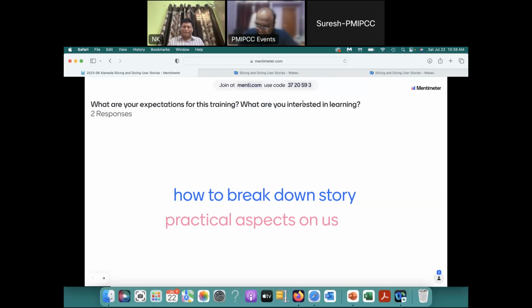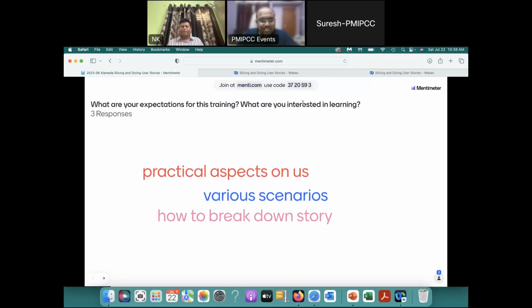Okay, practical aspects on user stories. Okay, very good. Various scenarios. Yeah, we are going to talk about that. Definitely, we are going to talk about that. What else? You may have to write just 1 word or 2 words. What are your expectations? What are you interested in learning? What else? Practical aspects, how to break down stories, various scenarios, anything else.